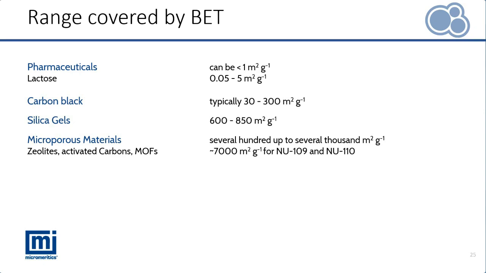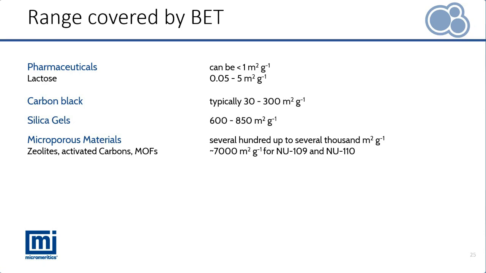For lactose, a typical pharmaceutical binder, for example, I have seen BET surface areas between 0.05 and 5 square meters per gram. Carbon blacks can show BET surface areas between 30 and 300 square meters per gram. Silica gels are an example for relatively high surface areas of about 600 to 850 square meters per gram.